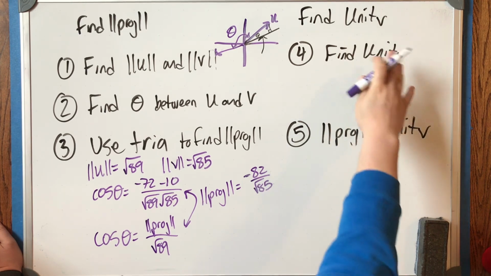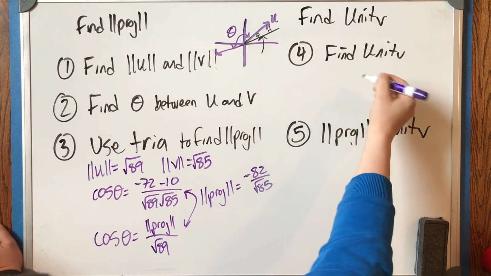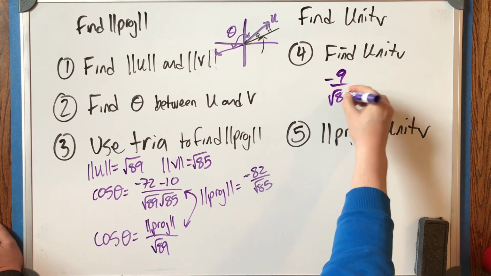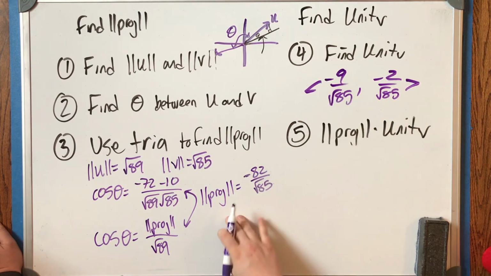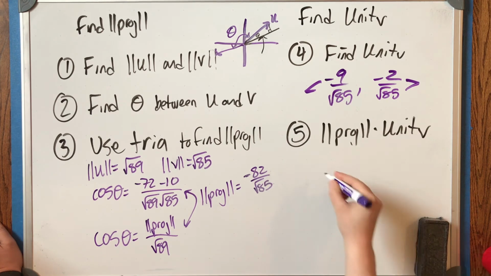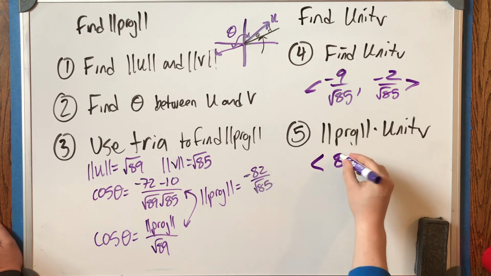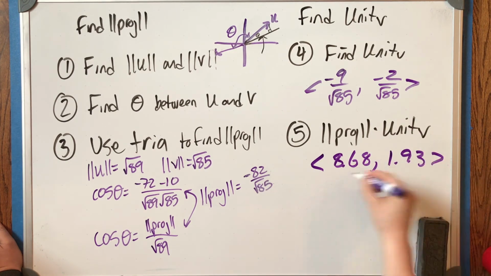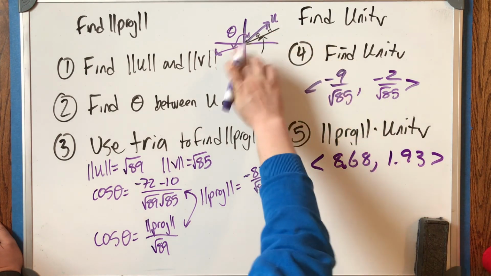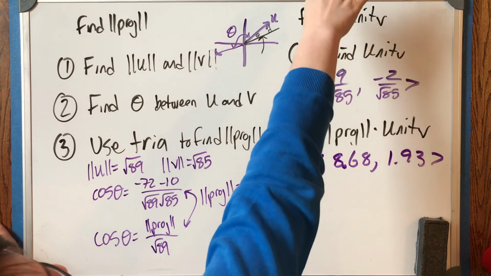To finish this question up, I just need to find the unit vector of v, so that's going to be negative 9 over the square root of 85 and negative 2 over the square root of 85. And now I just multiply these things together, and I'm just going to use a calculator to do that. So I get 8.68 and 1.93, which we can see is in quadrant 1, which means it is pointing this way and not that way.